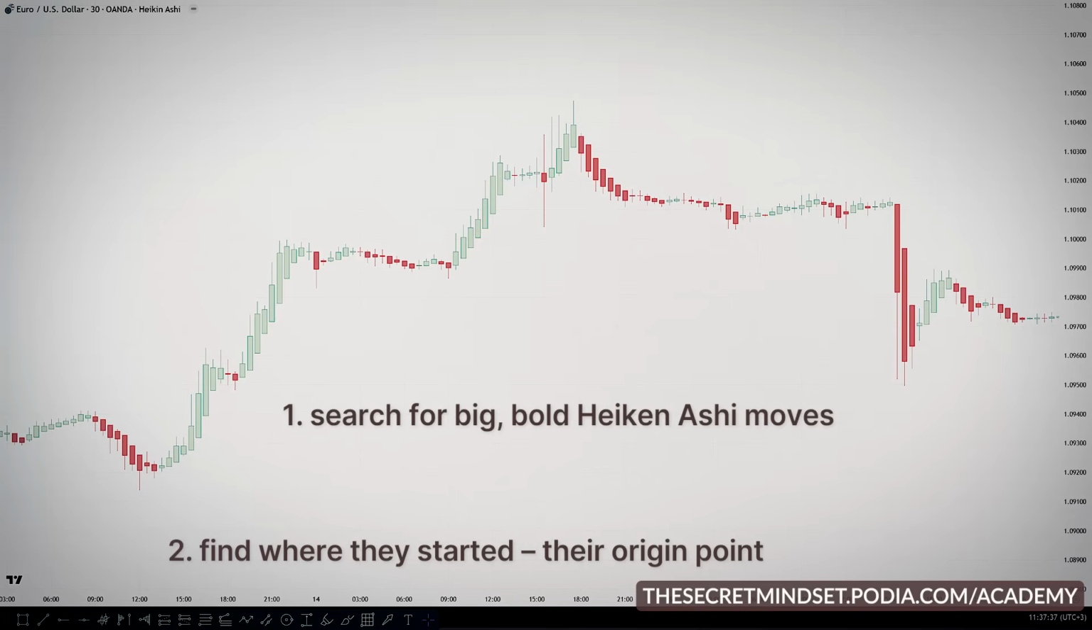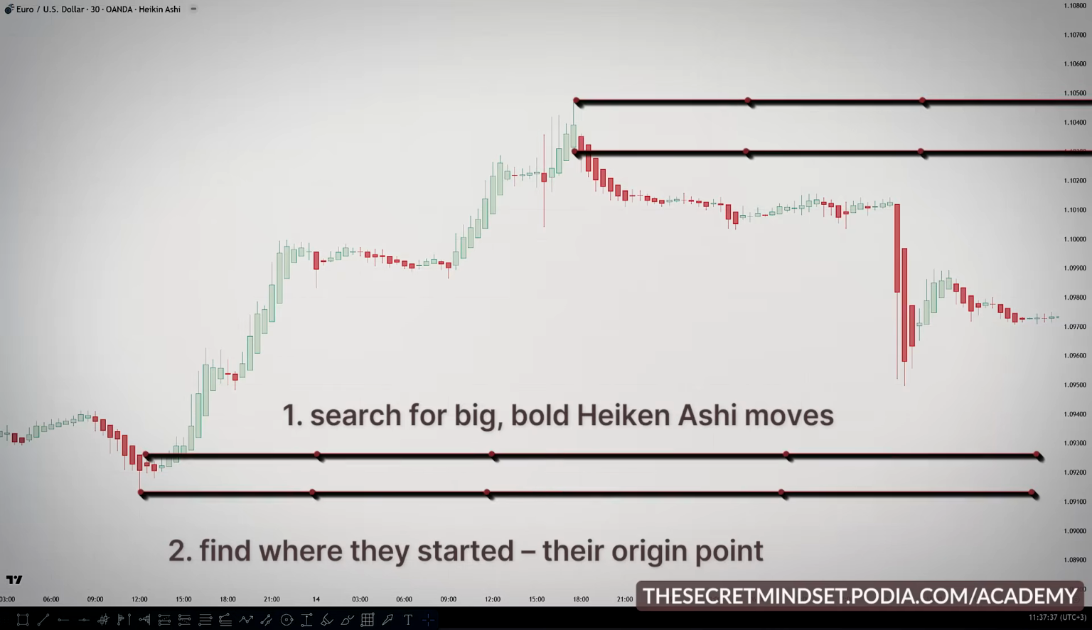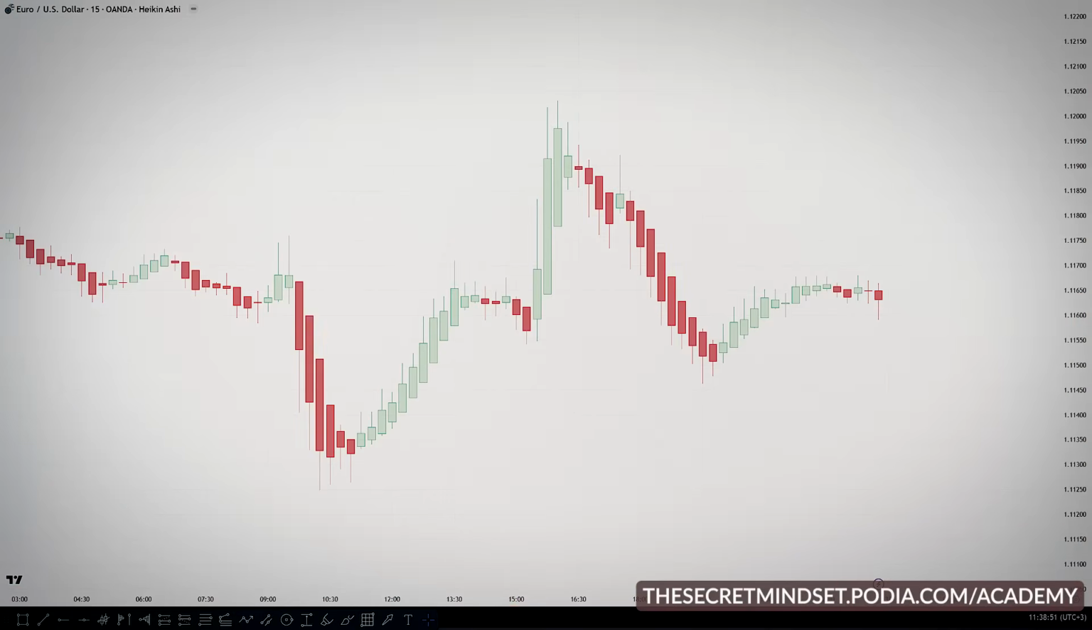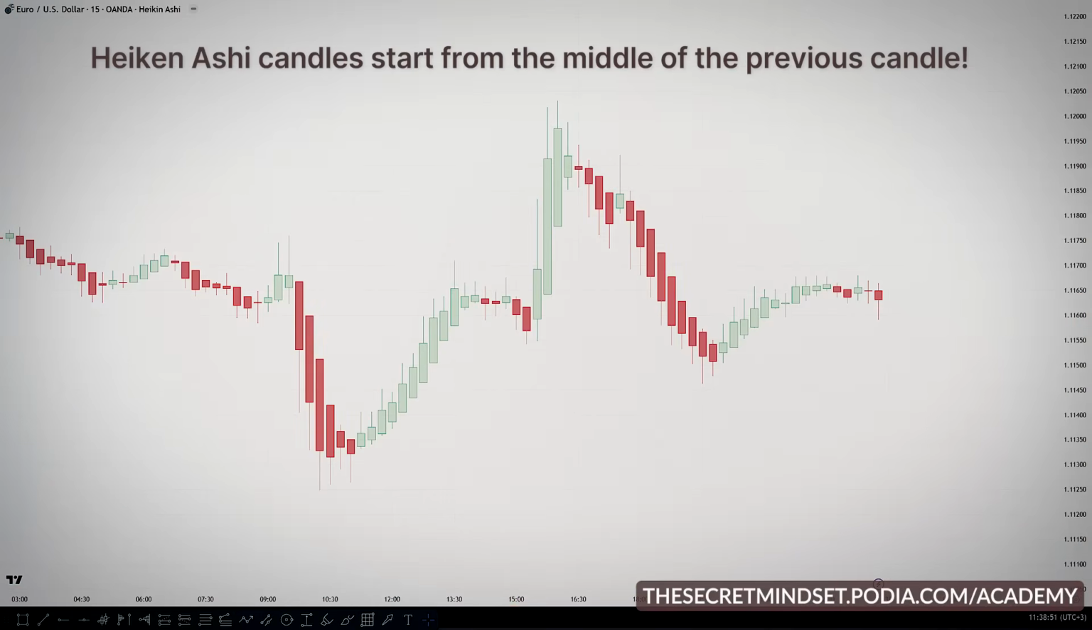But you don't just want the big candles themselves. You want to find where they started, their origin point. This is where the real action begins. Once you spot this origin, you'll mark a zone around it. This is your supply or demand zone, depending on whether price moved up or down from there. Now, Heikin Ashi candles are a bit tricky because they start from the middle of the previous candle. So you need a special way to mark these zones.